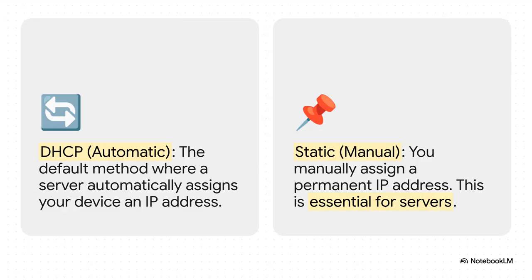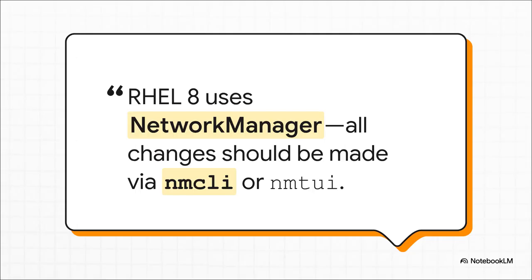The best way to think about this is like parking. DHCP is kind of like finding a random spot on the street for your laptop at a coffee shop. It's temporary, it works for now. But for your server, no way. You need a reserved, numbered parking spot that never ever changes. That's your static IP.